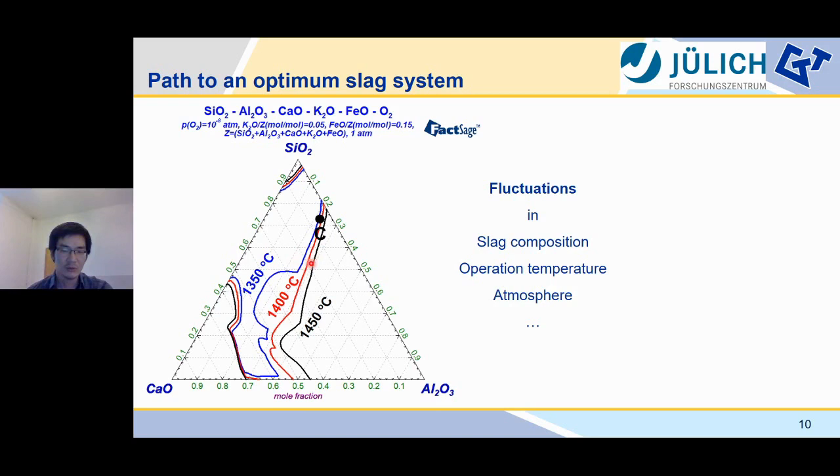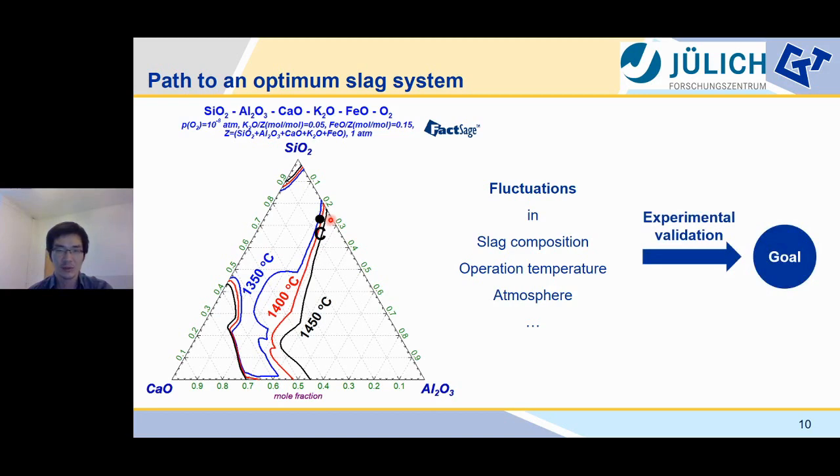Okay, so we need to shift the slag C to the left-hand side, somewhere here. But how close to the liquidus line the candidates for the optimum slag system should be really depends on the fluctuation information. So we need to do some experimental work to validate our optimum slag system, but only with a limited amount of experimental work.